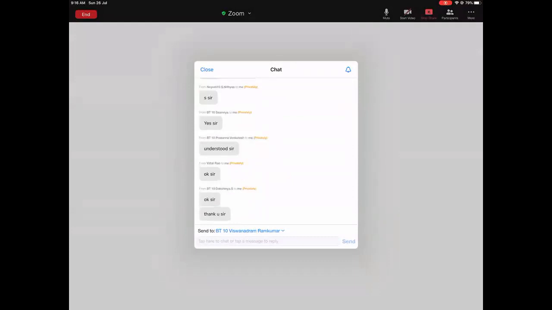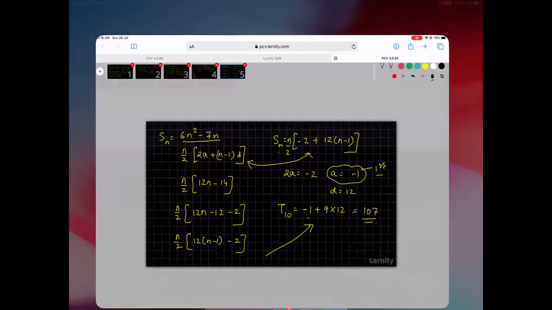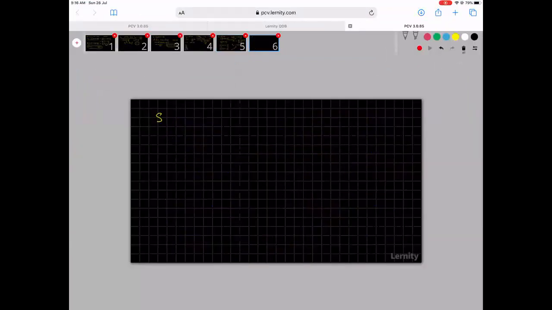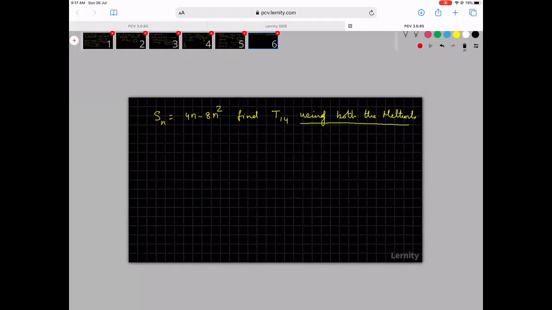Okay, so if you guys understand, here is another question for you. Sn is equal to 4n minus 8n squared. Find T14 using both the methods.